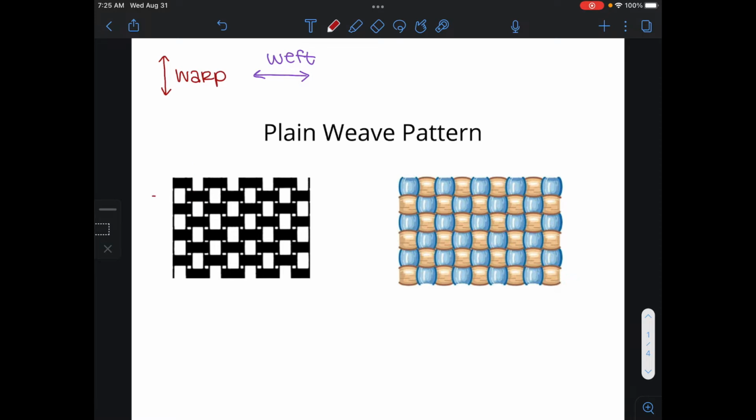It follows a simple over-under pattern the entire time. Same thing goes for this weft right here. It goes under and then over, under, over, same thing. So every single thread count in something like this goes under one, over one.